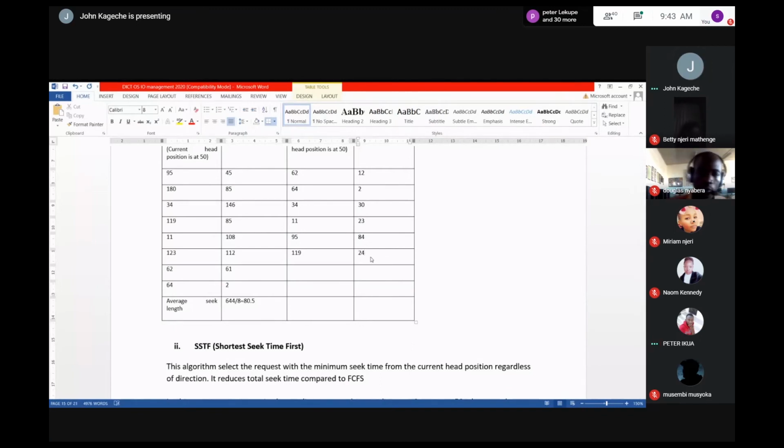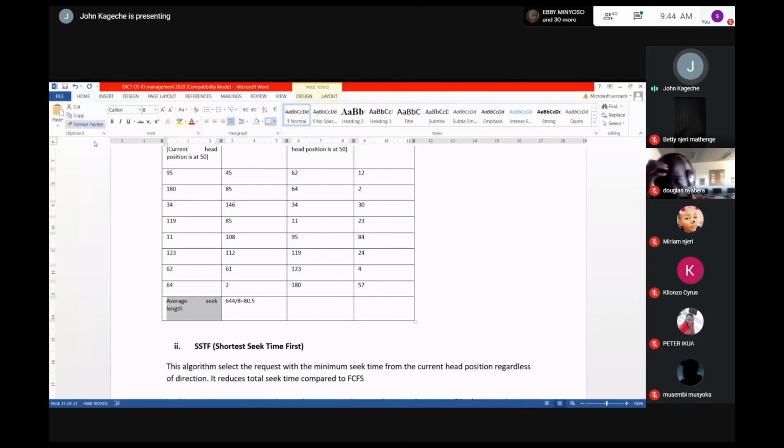24. Yes. Then we go to 123, yeah? 123 minus 119 is 4. Then we go to 180, yeah? What is the difference? 180 minus 57, yes, 57. And then now we do our average seek length.